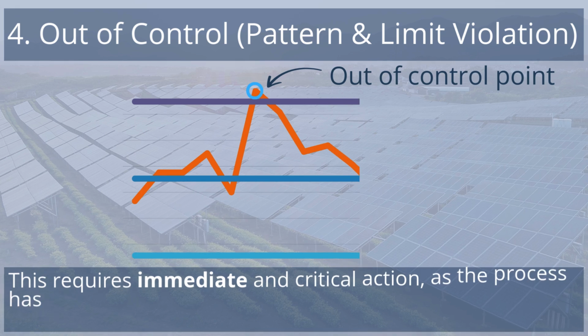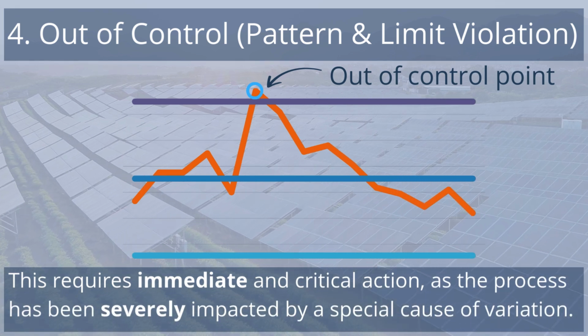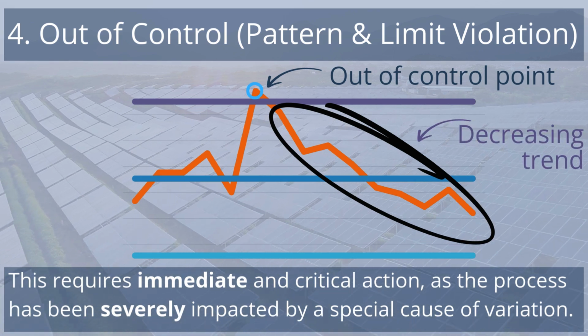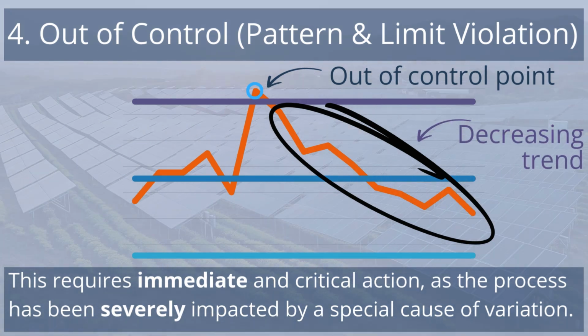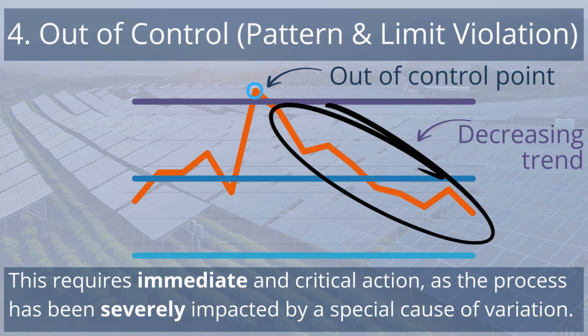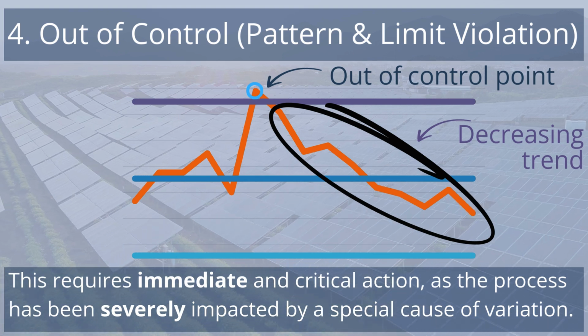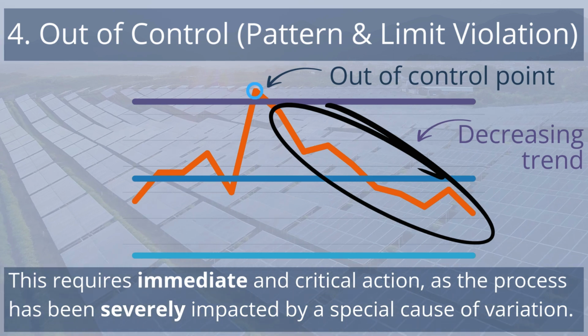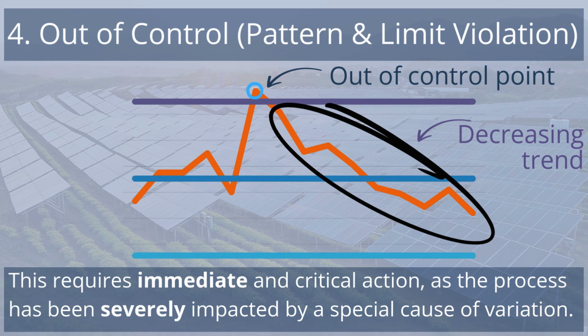And fourth is that the process has data points that fall outside the control limits while also showing a specific pattern. This is a specific type of out-of-control situation. This situation requires immediate and critical action, as it provides strong evidence that the process has been severely impacted by a special cause of variation.